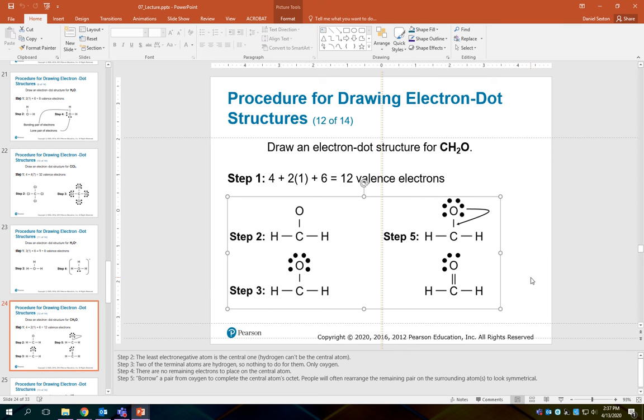dot structure. So for an example, we can use formaldehyde, CH2O, which was an example from Chapter 7 on how to draw Lewis dot structures. And the final structure you can see here is a carbon, double bonded to an oxygen, and single bonded to two different hydrogens. And the oxygen has two lone pairs of electrons on it after you go through all the steps and complete the octets.